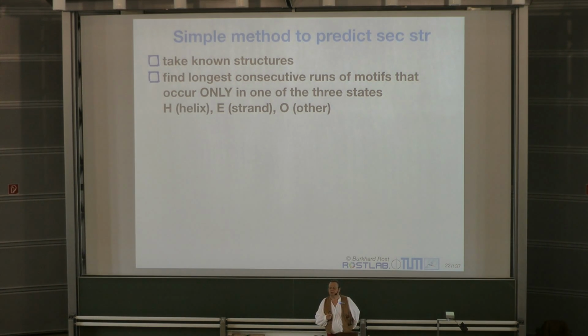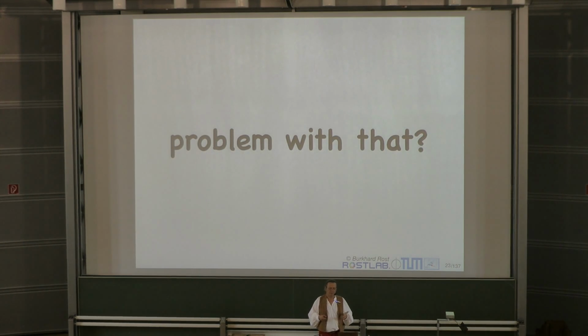So the simplest method, somehow induced or indicated by what I showed before, is to take a known structure and find the longest consecutive run of motif, of sequence, of word if you want to call it that way, that you only find in helix, only in strand, only in something else. And you have the simplest secondary structure method. The problem with that method, of course, is that often you will not find that particular stretch.